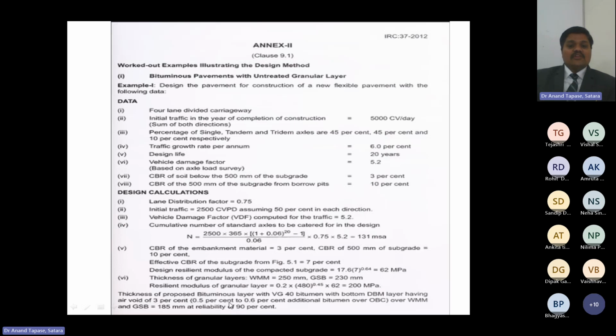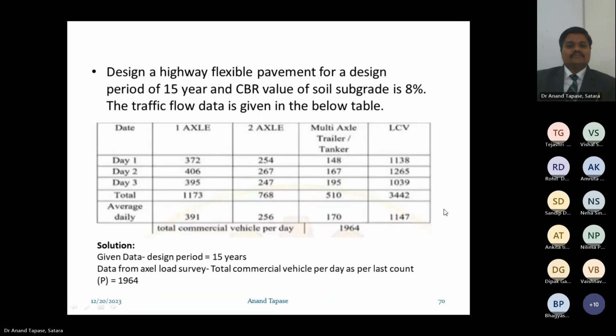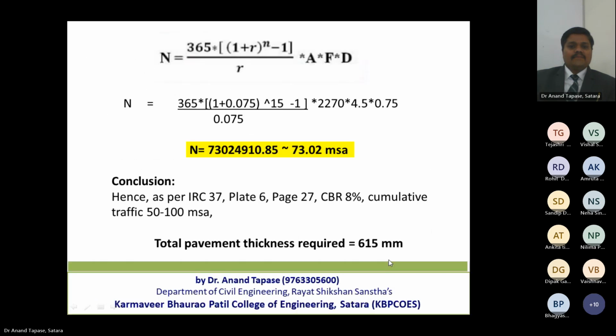So the thickness of the proposed bituminous layer with VG40 bitumen with a bottom DBM layer having voids, everything has been clearly mentioned in the guideline. This is the formula. The same problem I have taken here. So N, for example, if suppose it is 73.02 MSA, what should be the conclusion drawn? So as per plate 6, as per plate 8, as per the CBR value, the thickness of the pavement can be chalked out.